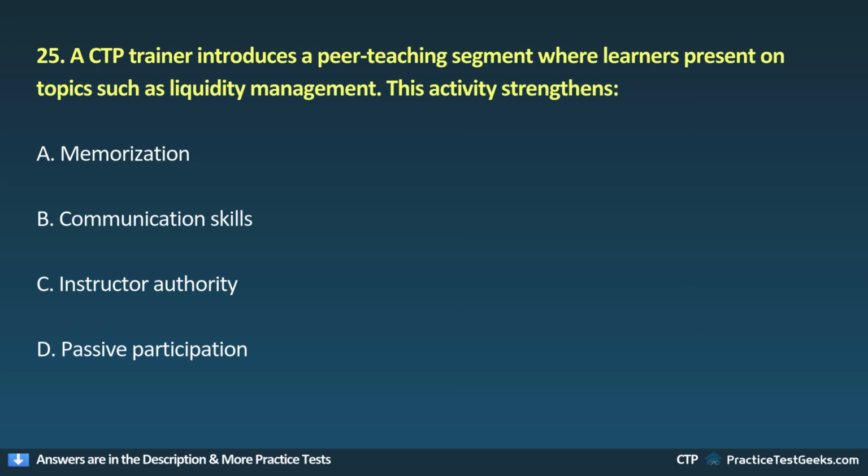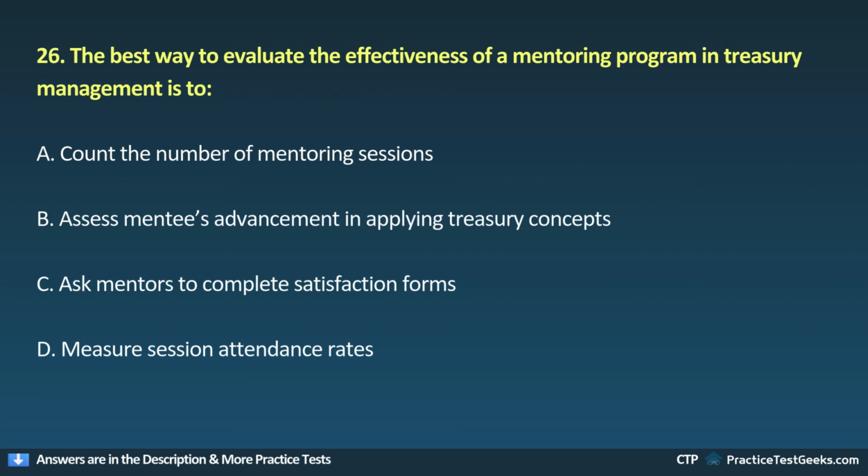26. The best way to evaluate the effectiveness of a mentoring program in Treasury management is to A. Count the number of mentoring sessions. B. Assess mentees' advancement in applying Treasury concepts. C. Ask mentors to complete satisfaction forms. D. Measure session attendance rates.